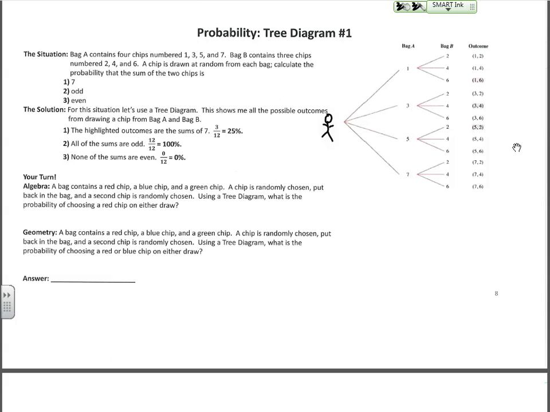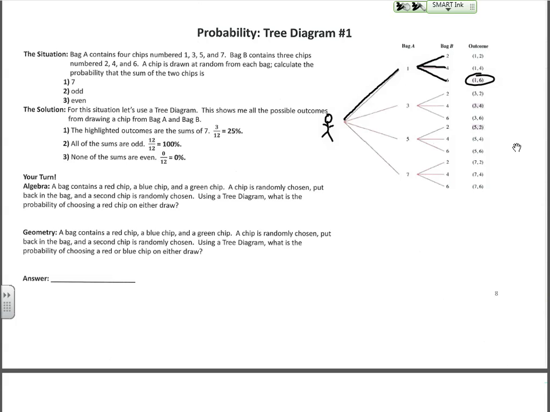Okay, and we pick a number out of bag A. Let's say that we pick a 1 out of bag A. That means that out of bag B, we could pick a 2, which gives us the outcome of first a 1, then a 2. We could pick a 4, which gives us the outcome of first a 1, then a 4. Or we could pick a 6, which is the outcome of first a 1, then a 6. And as it so happens, 1, 6 is successful for our first task of finding the probability of sums of 7.